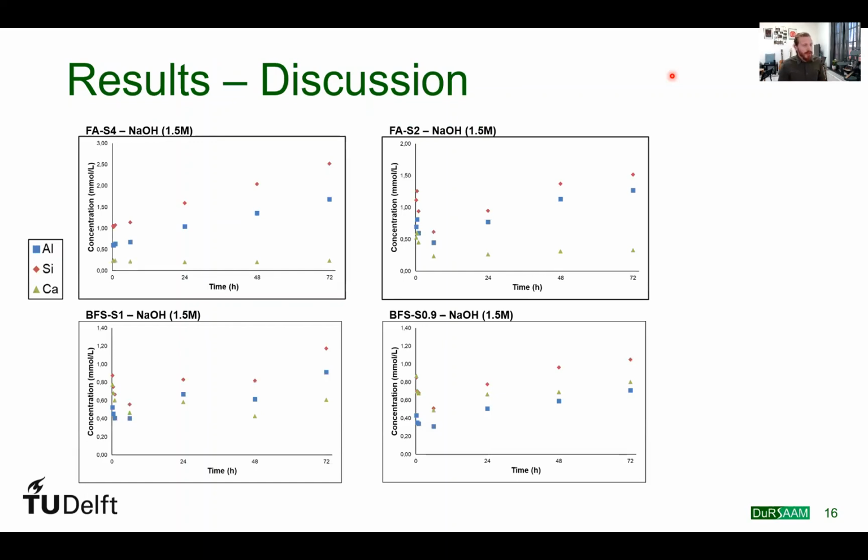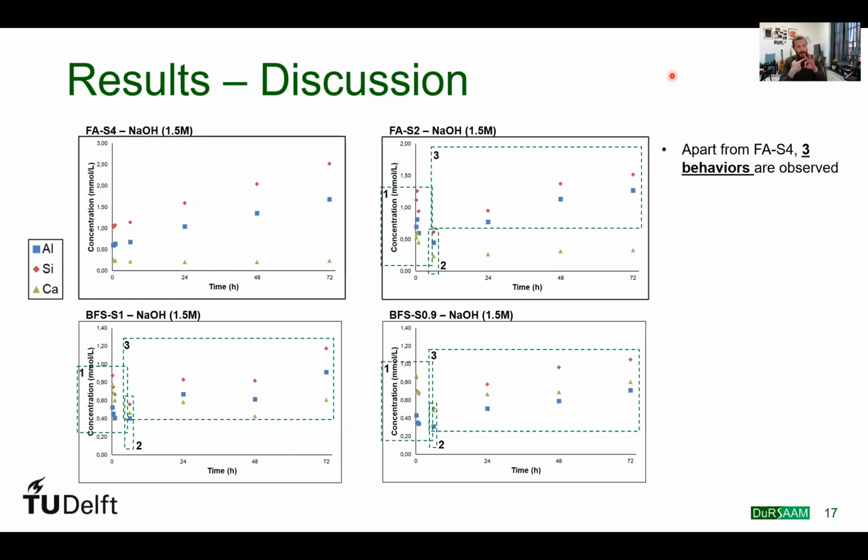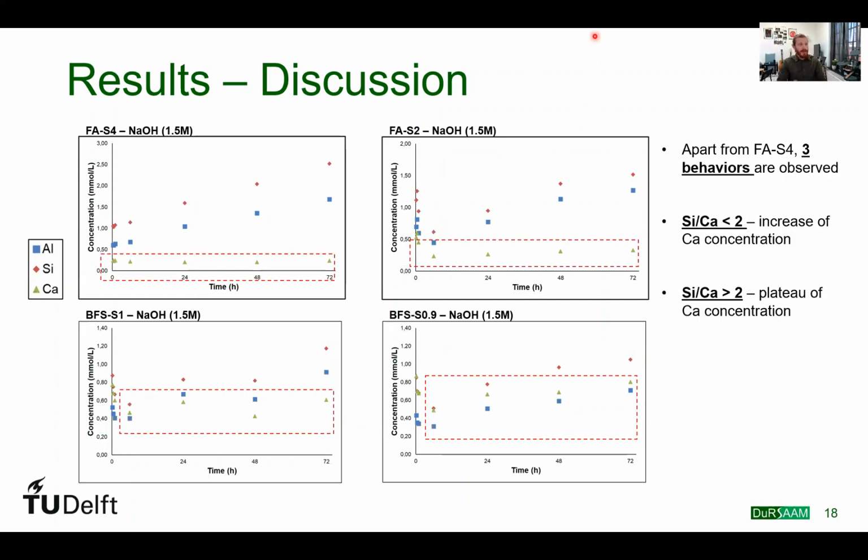As a result of the dissolution experiments, here we have the 4 glasses. We observed that apart from siliceous fly ash, the other 3 glasses have 3 behaviors: first a peak in concentration, then a drop, and then a subsequent new increase in concentration of elements. But that's not for all elements. When we have silicon to calcium ratios below 2 for the slag glasses, calcium also increases in concentration. But when we have fly ash glasses, calcium actually stays at a plateau value. So only silicon and aluminum have an enhanced increase in concentrations.